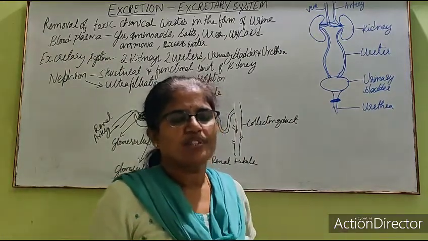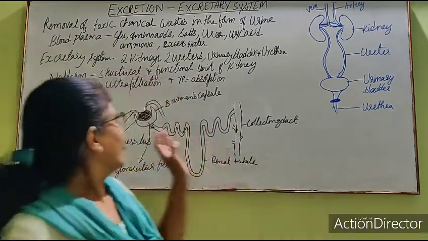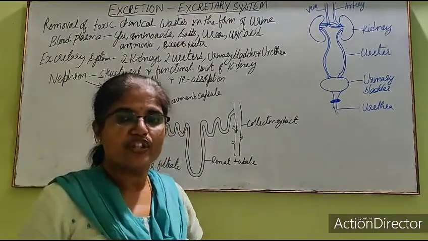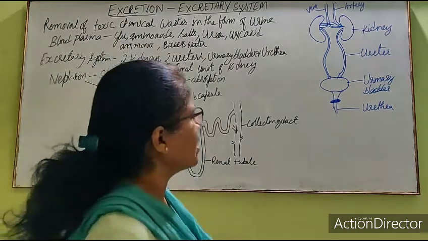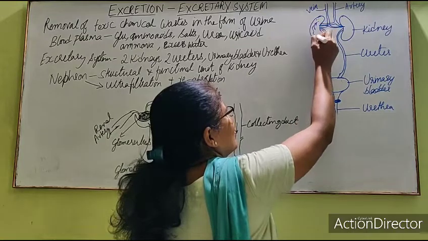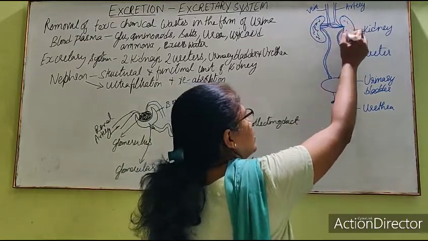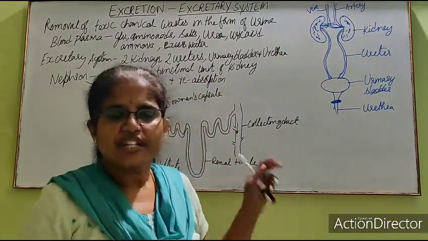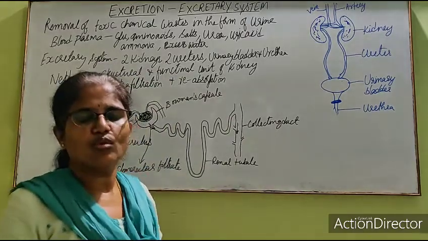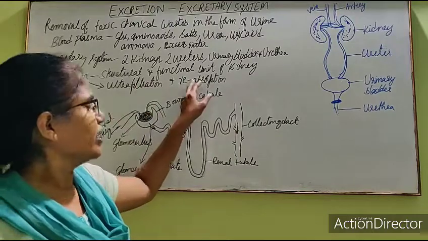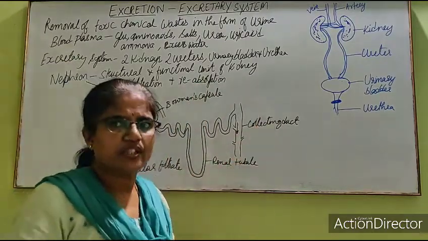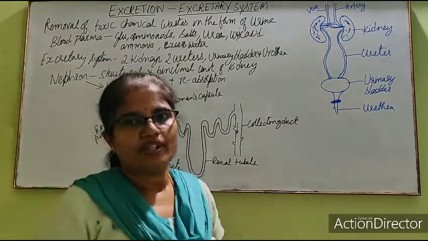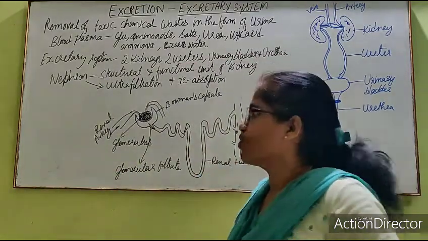In the kidney there is a structure called the nephron. Nephron is the structural and functional unit of the kidney. It is present in large numbers. The kidney has numerous nephrons. Each nephron carries out two functions, mainly ultrafiltration and reabsorption. Let us see what ultrafiltration and reabsorption are.